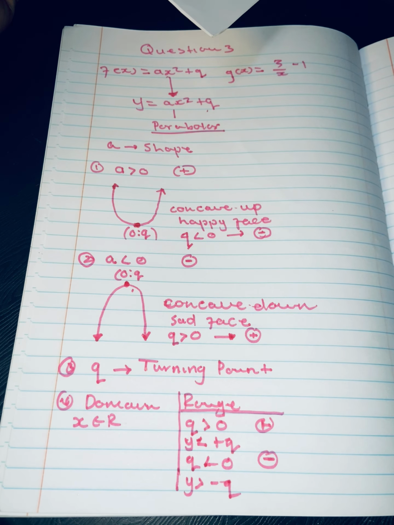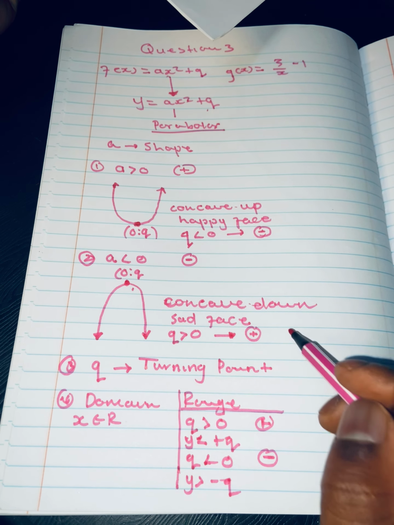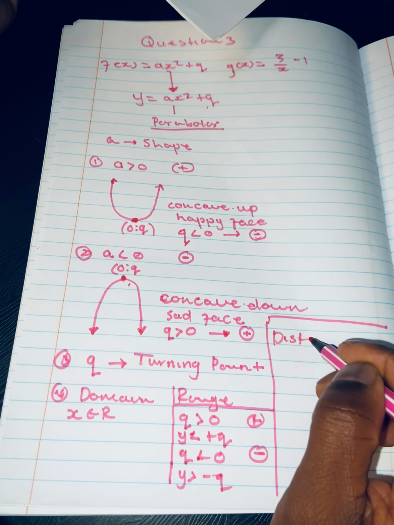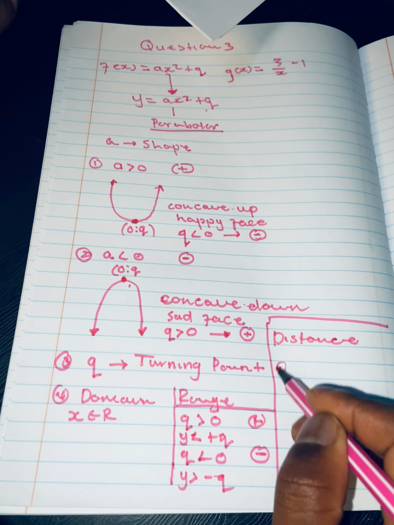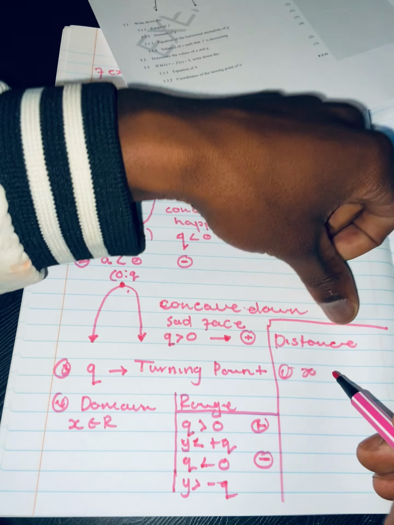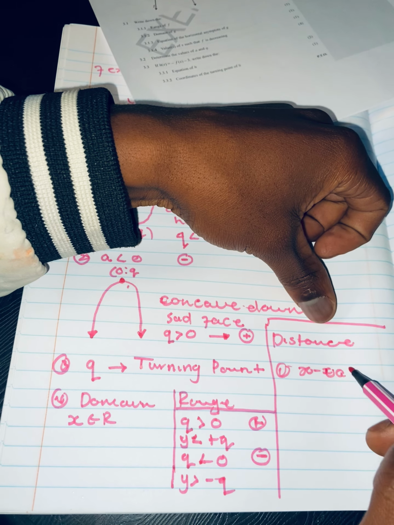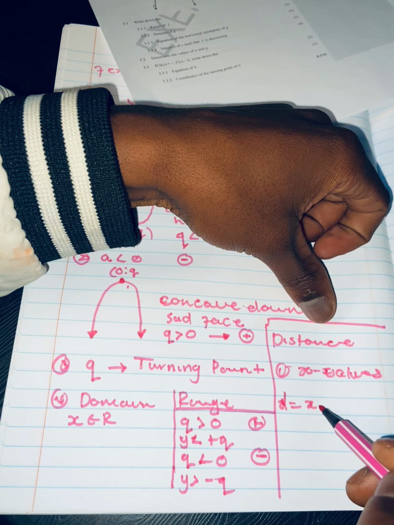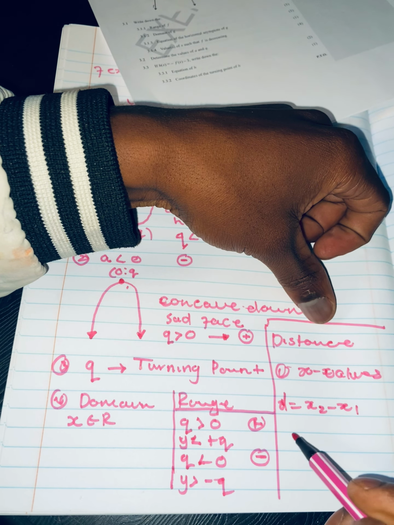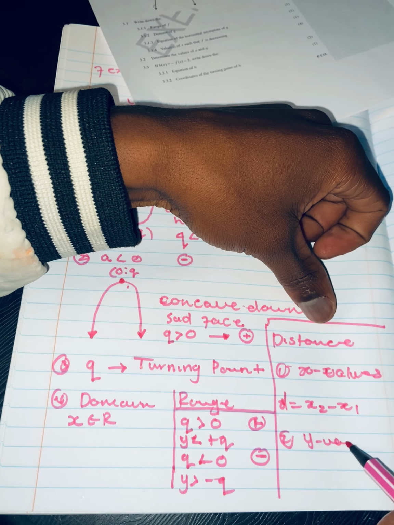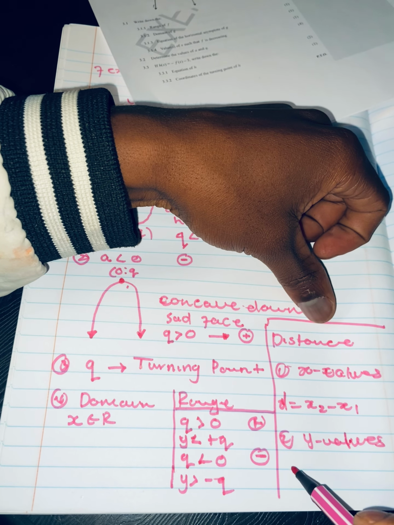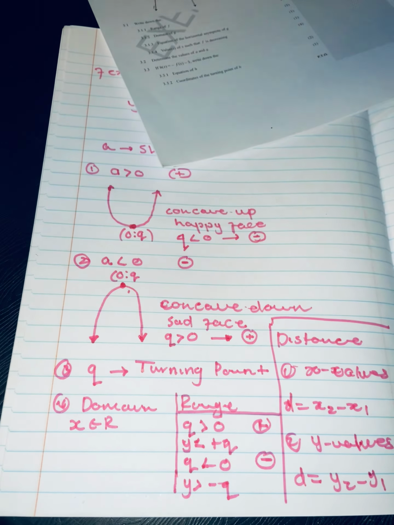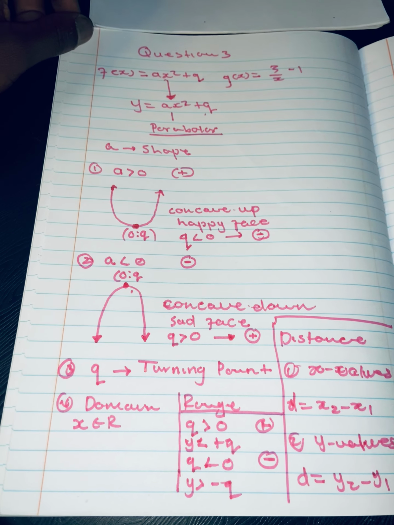It's very important to understand those concepts. And again, guys, one thing that I'm going to tell you is very important: for distance, if you are dealing with x values, you're going to say distance equals x₂ − x₁. But if you are dealing with y values, you're going to use distance equals y₂ − y₁. So this is the information that you need to know about the parabola.